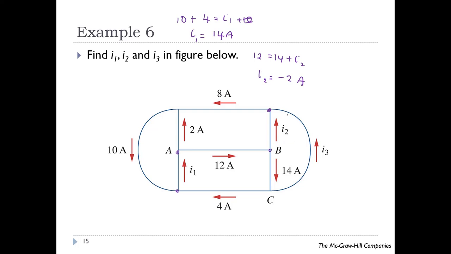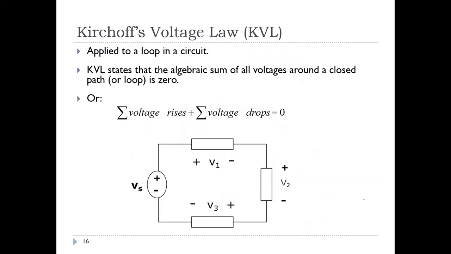And finally, you can choose the upper node or the lower node for I3. Let's choose this node. You have 14 entering, the rest are leaving. So I3 equals 10 ampere. Okay, that's about KCL. So bear in mind, for KCL, you need to identify a node before you can write the KCL equation. Whereas for the case of KVL, Kirchhoff's voltage law, it deals with a loop.